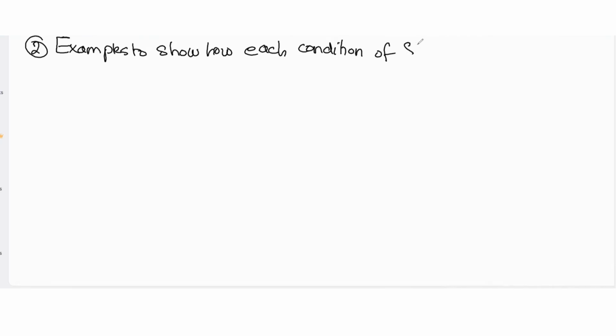Now we want to look at examples to show how each condition is important. And recall the conditions we highlighted were that they have to be non-empty, disjoint, and convex. Let's first look at non-empty. The two sets have to be non-empty.